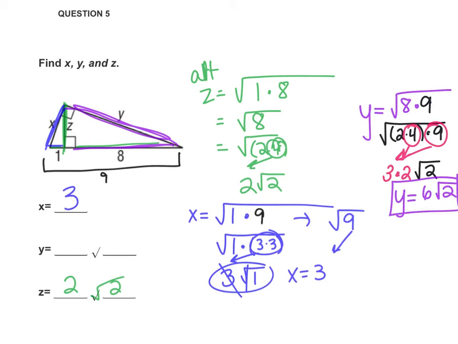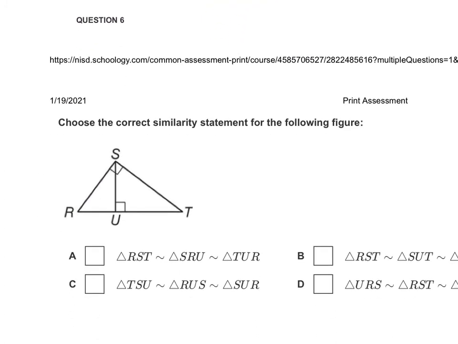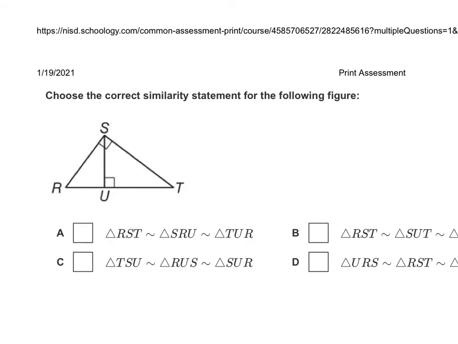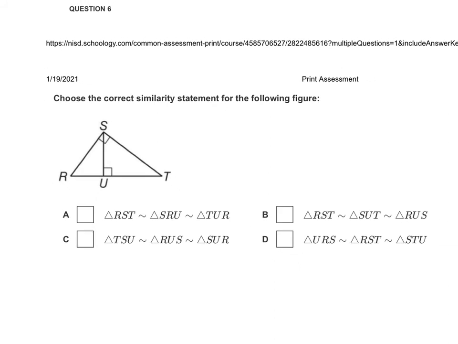So anytime you have a number left underneath your radical, it will be a prime number. Or, well, not always. It will not always be a prime number, but it is very common to have a prime number left underneath. Okay, and then our last problem, choose the correct similarity statement for the following figure. So this one is just a process of elimination. So just pick one and start.